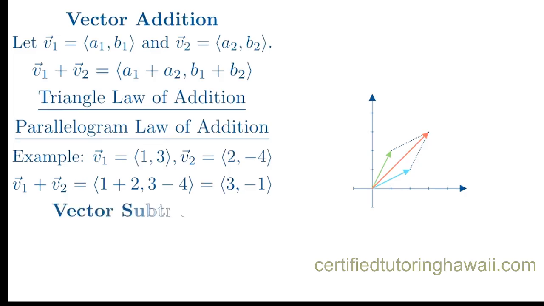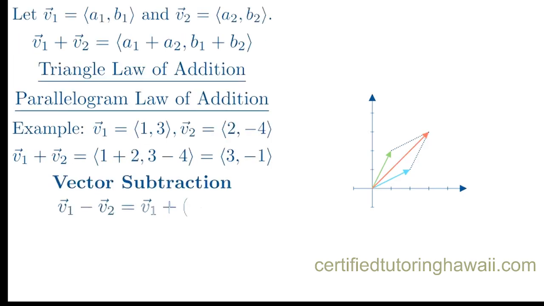And of course, vector subtraction is just a special case of addition. To subtract v2 from v1, you add v1 to the scalar multiple of negative 1 times v2. In other words, v1 minus v2 equals v1 plus negative v2.